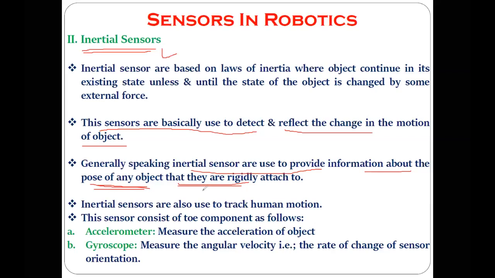So if it is fitted to a human being also, the motion of the human being can be captured with the help of the inertial sensor. So inertial sensors are also used to track human motion. Okay, blind persons, in them also we can fit an inertial sensor and we can track the motion of that blind person if they are going outside the home. Is it possible? Yes or no?